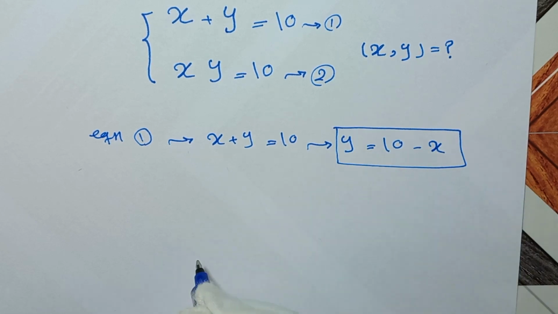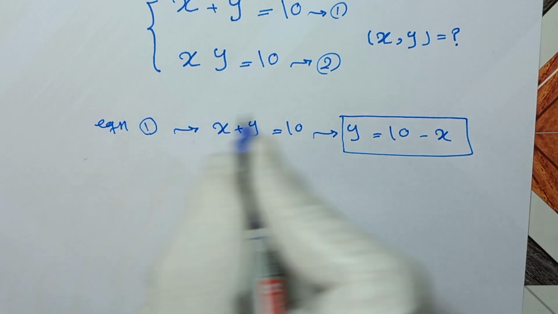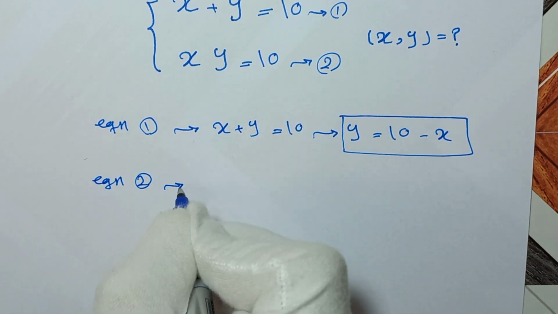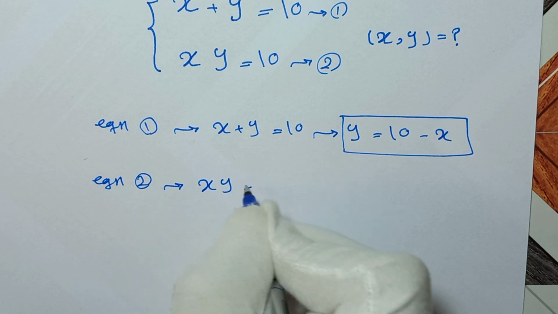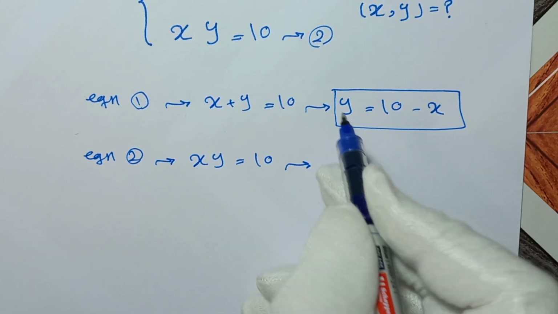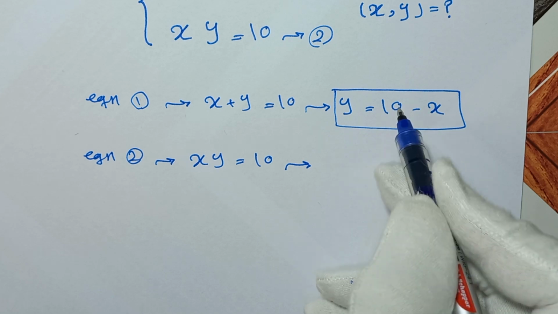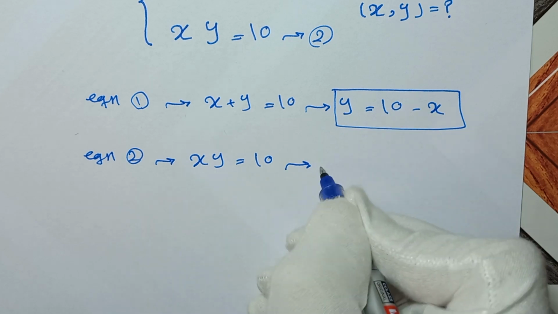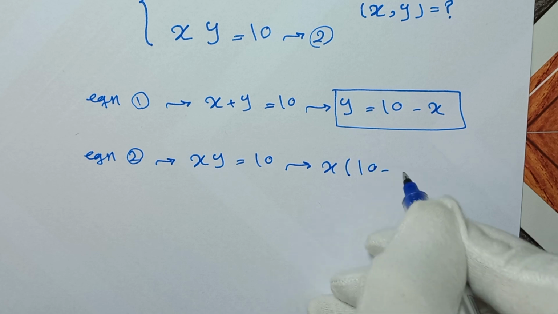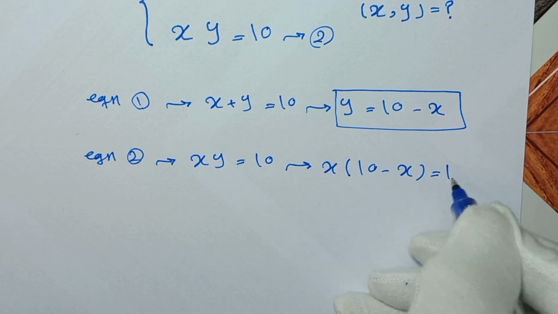So, in the next step, from equation 2, we have x times y is equal to 10. And in here, y is equal to 10 minus x, so we substitute in this equation, so it will be x times (10 minus x) is equal to 10.